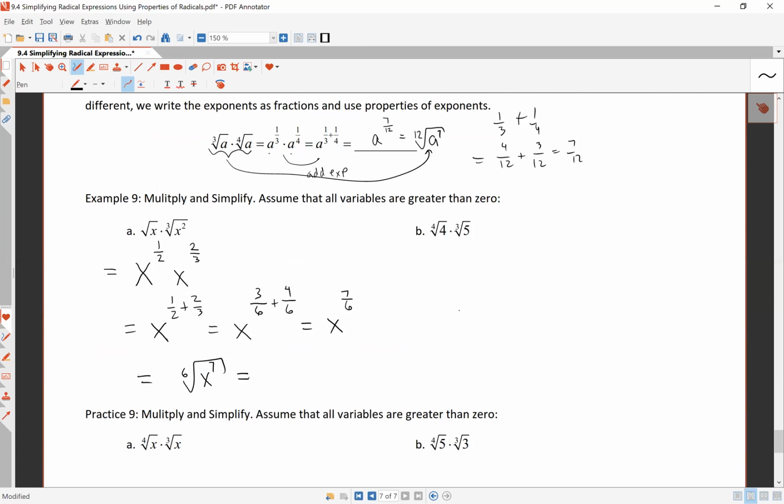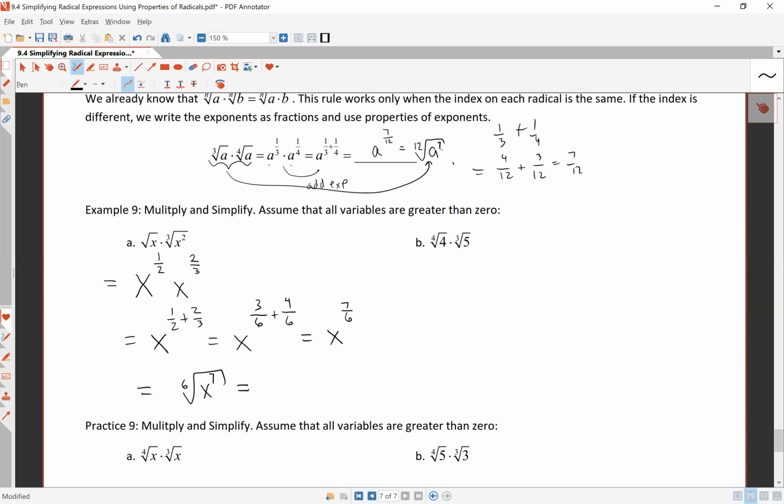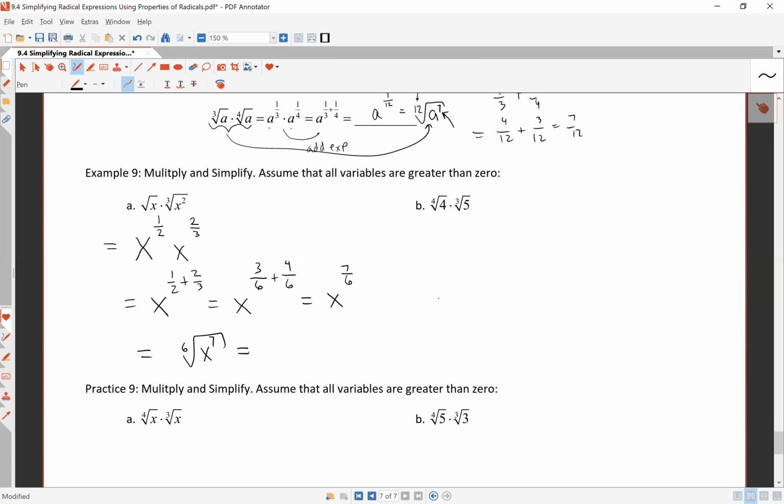Now in the example problem I did, the power was smaller than the index, so I didn't need to do anything with that. But when the power is bigger than the index, we divide 7 by 6 and get a whole part of 1, so 1 x comes out, and the remaining x stays under. So that's going to happen if your exponent is bigger than 1.